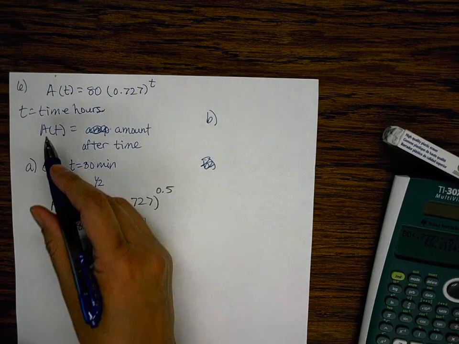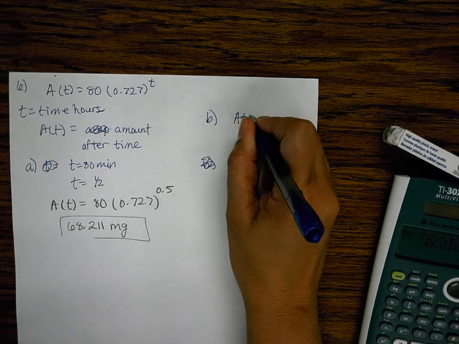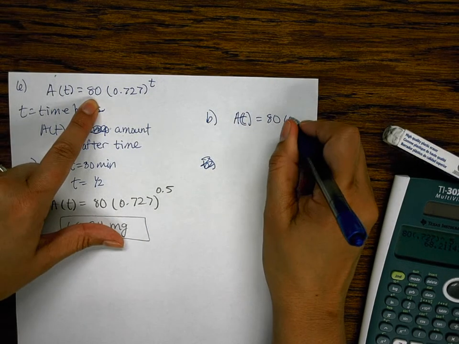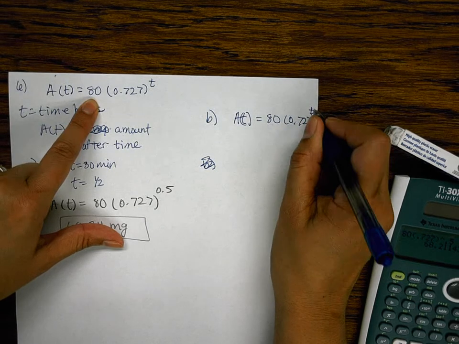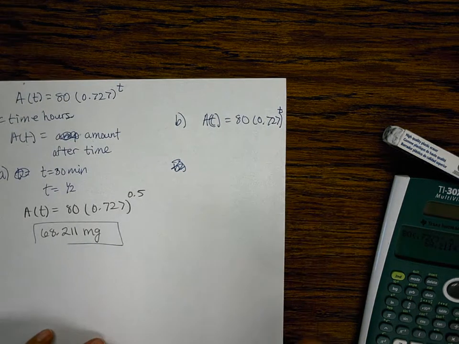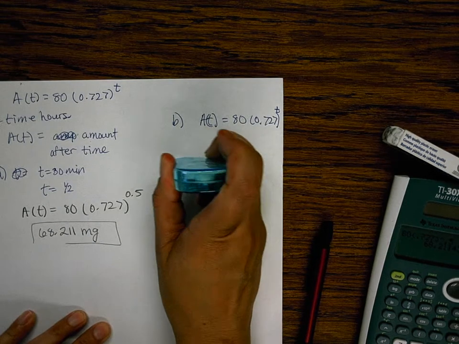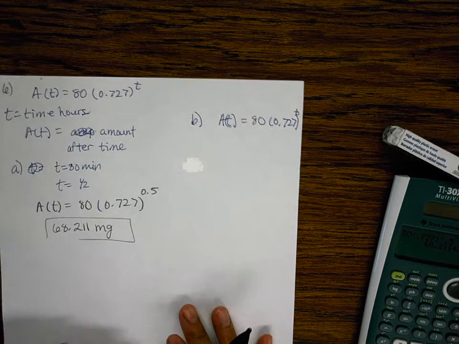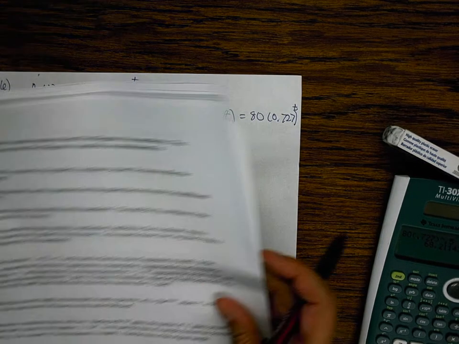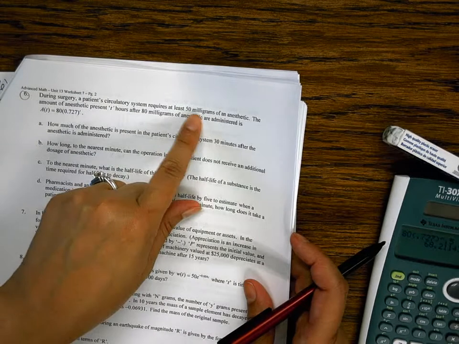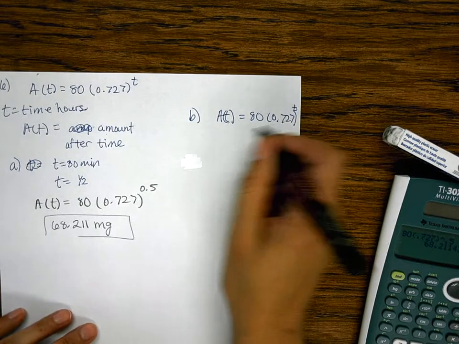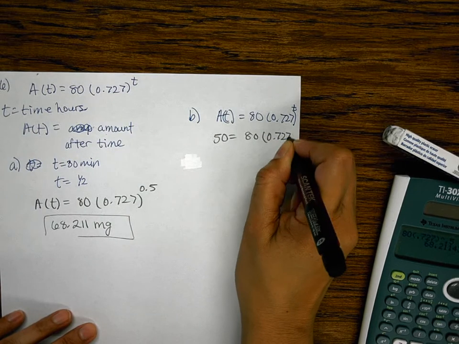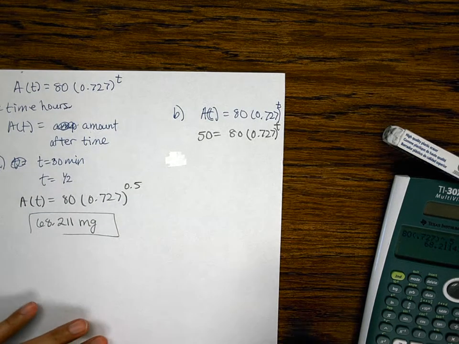Okay, so I'm going to use this formula. A of t, this formula, equals 80 times 0.727 raised to the t power, and it's asking us how much time do we have to complete the surgery if only one dose is given. Again, in the problem it says you need at least 50 milligrams to do the surgery. So how much time will it take for us to reach the amount of 50 is what it's asking. How much time do we have before we reach 50?